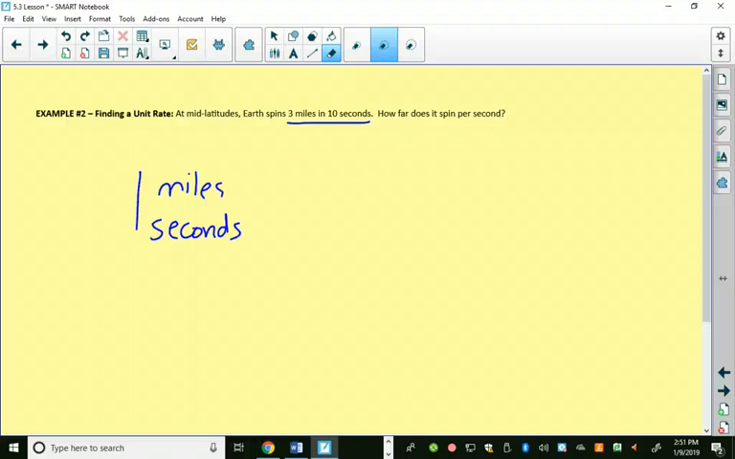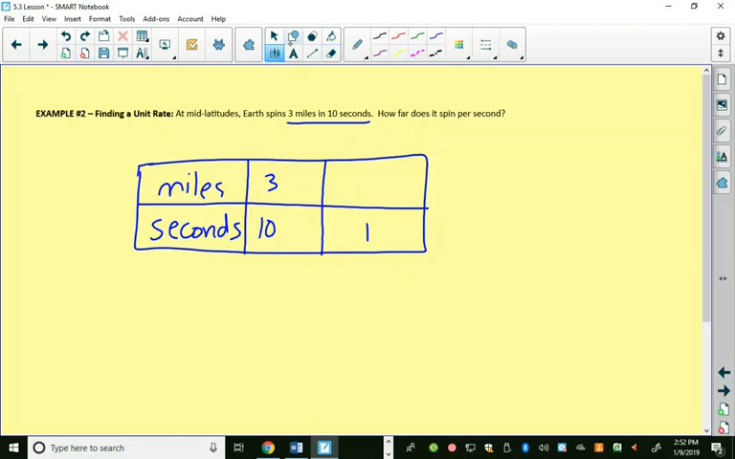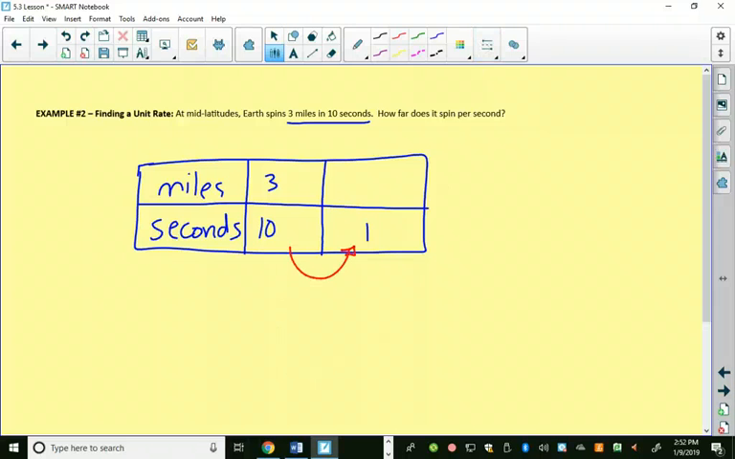Okay? We know that 3 matches with the miles and 10 matches with the seconds. I don't want my seconds to be 10 though. I want my seconds to be 1. So in my ratio table, I'm going to automatically make my seconds 1. And this is where we can go ahead and use our ratio table to write a unit rate. So what did I do to get from 1 to 10? I draw my arrow, and yes, we divided by 10. So what are we going to do to the 3? We're going to go ahead and divide by 10.